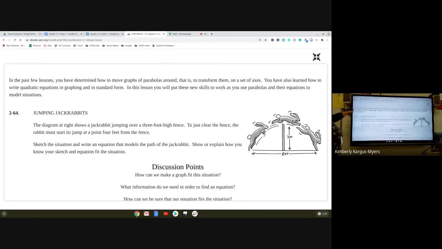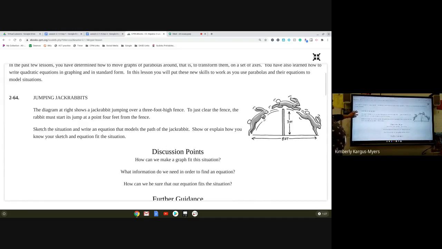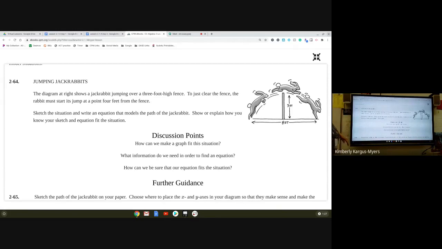In the past few lessons, you've determined how to move graphs of parabolas around, that is, to transform them on a set of axes. You've also learned how to write quadratic equations and graph in standard form. In this lesson, you will put these new skills to work as you use parabolas and their equations to model situations. So here is a situation that we are going to model today. This is called Jumping Jackrabbits.